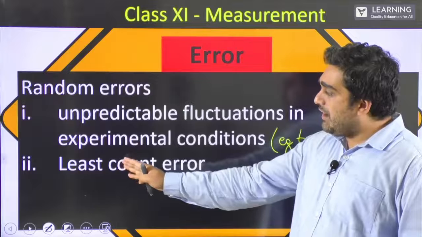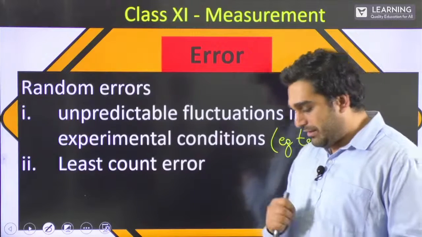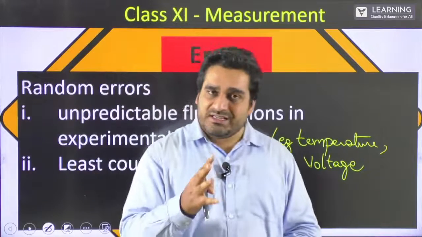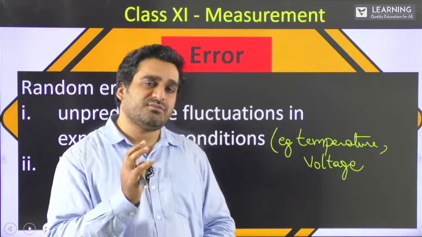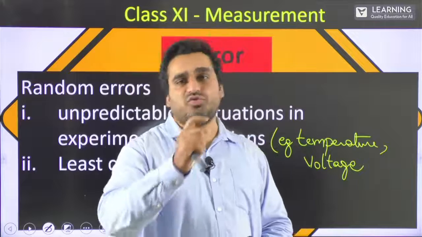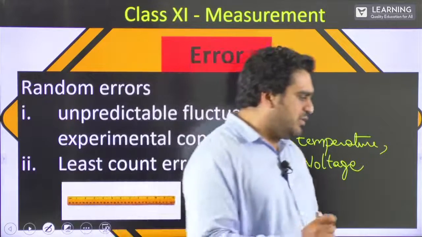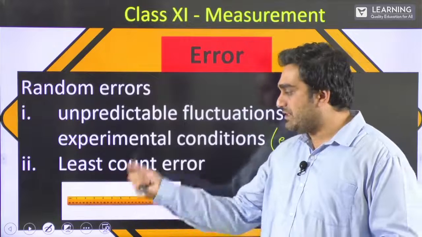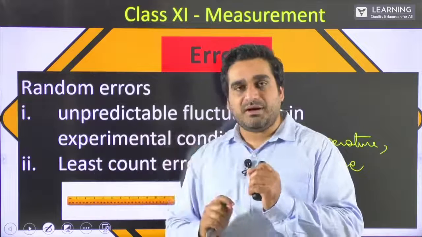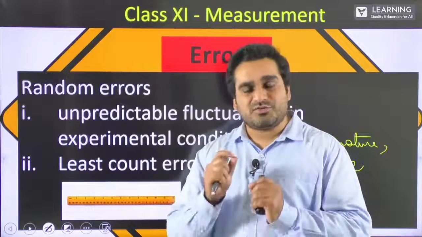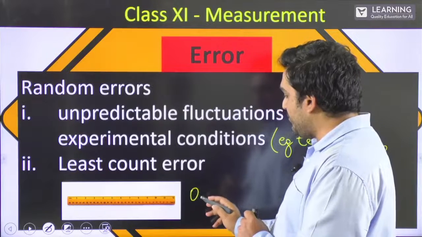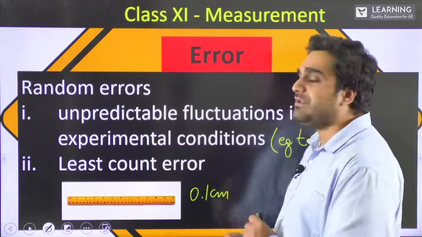And the next random error is the least count error. The least count is the lowest, the smallest measurement you can make from a given instrument. Let's take your ruler, your scale. What is the smallest measurement that you can make on the scale? Go ahead, take your scale, have a look at the centimeter part and see what is the lowest or smallest measurement that you can make on the scale. The smallest measurement will be 0.1 centimeter.